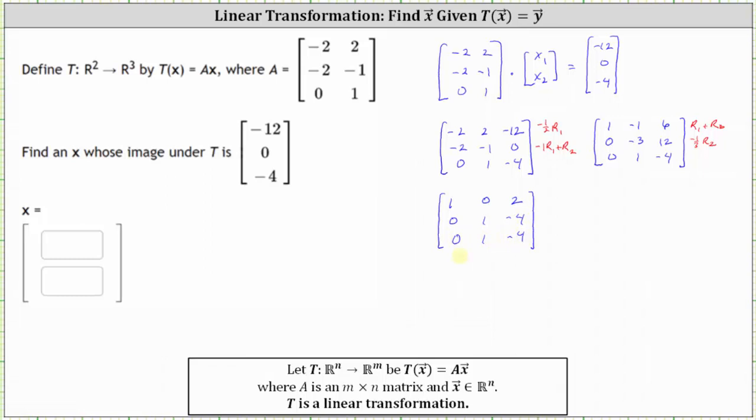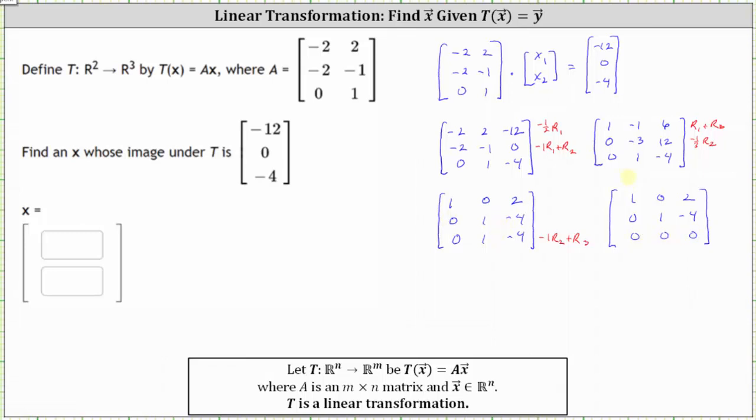Notice row 2 and row 3 are the same. Let's replace row 3 with -1 times row 2 plus row 3. Row 1 and row 2 remain the same. Replacing row 3 with -1 times row 2 plus row 3 gives a row of zeros.